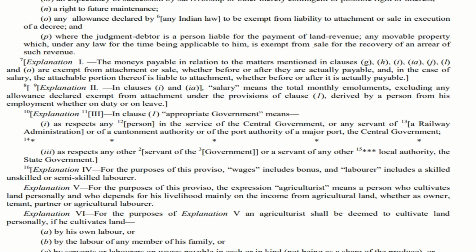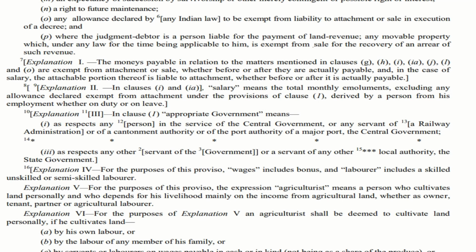To understand this in a very simple manner, if a particular sector is being governed by the central government directly, in that case, the central government will be called the appropriate government. This government will only pass necessary rules. The next point here is, if it is with respect to any other servant of the government, then the local authority or the state government. Let us move to explanation 4.